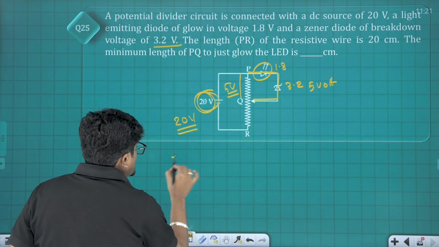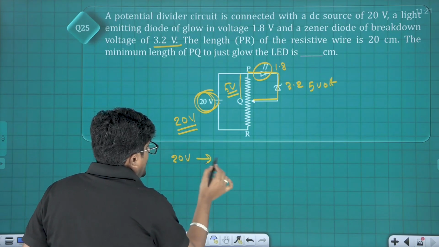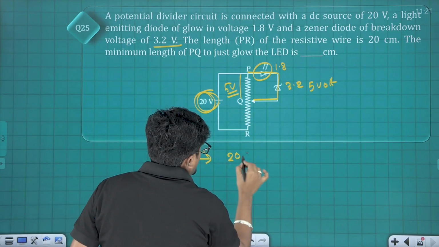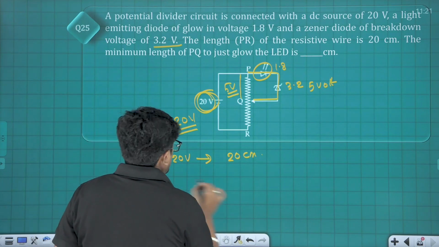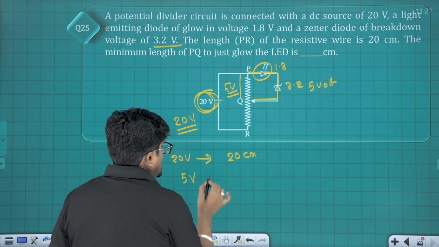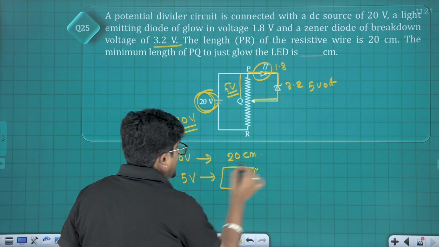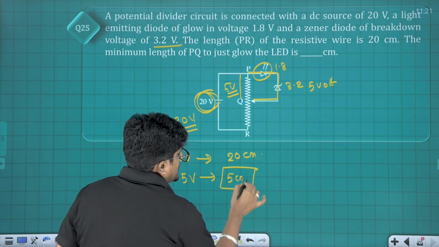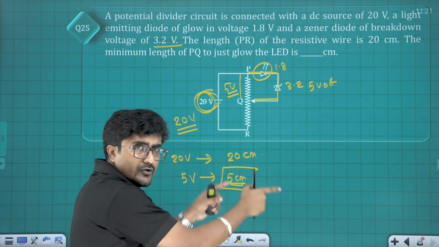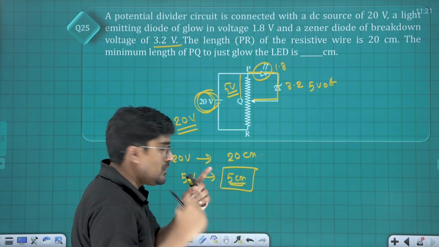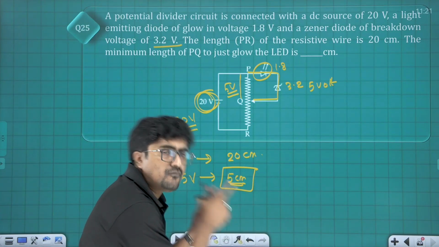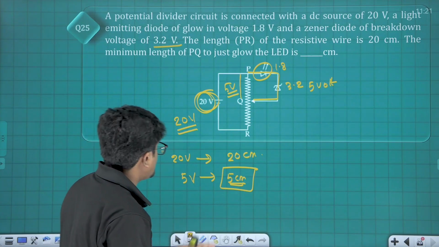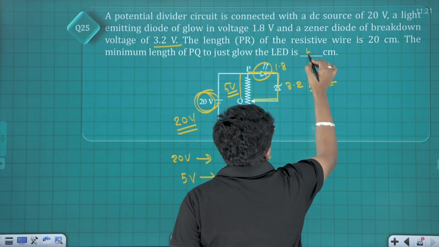20. Now this 20 volt is supposed to drop across 20 centimeter. Okay, now the voltage drop is 5 volt, so this particular length is going to be what? 20 volt for 20 centimeter, so across 1 centimeter is going to be 1 volt. Now for 5 volt it's going to be 5 centimeter. So here comes our answer as 5.